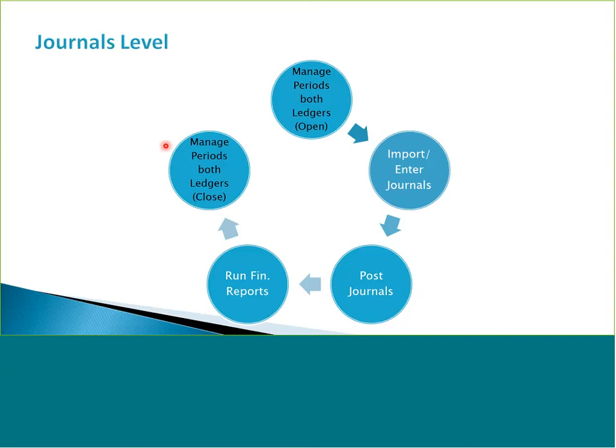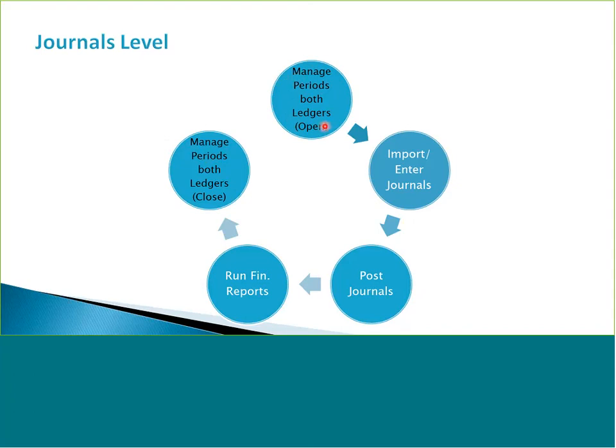And then we have to close periods for both ledgers. So what happens if you try to post journals in your primary ledger without having opened the periods in your reporting currencies ledger? You get an error, all right?